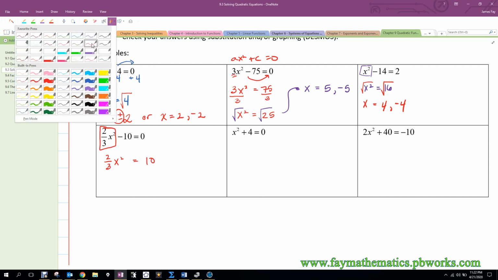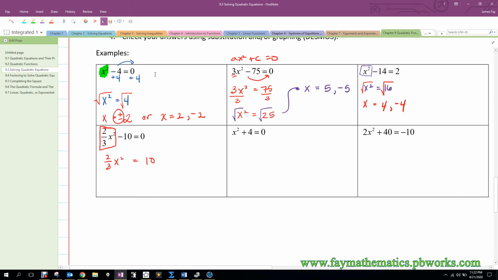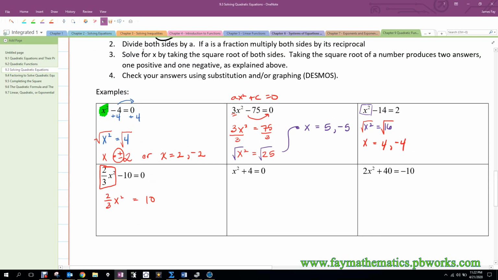Okay. Now, per our steps up here, it says divide both sides by a, but if it's a fraction, multiply both sides by its reciprocal. If I divide both sides by 2/3, I have to divide a whole number by a fraction. The way you actually do that is you multiply by the reciprocal. So that's what I'm going to do instead. I'm just going to multiply this side by 3/2 because that's going to be 6 over 6, which is just 1. So it gives me 1x squared, and that's what I want. I want this coefficient out here to be 1. Over here, I need to multiply by 3 over 2.